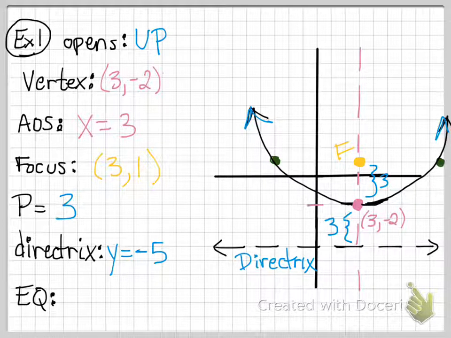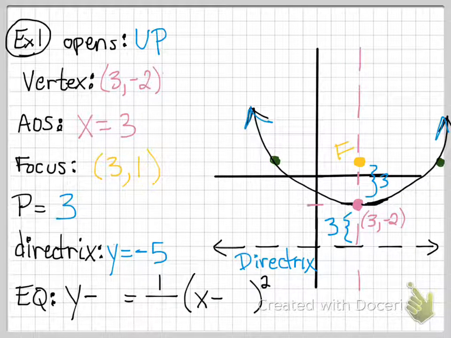So all I need to do is find my equation. Let's just write the template equation. I know I'm going to have y minus a number equals 1 over whatever 4p is, and then in parentheses x minus a number squared. So I start with plugging in my h and my k. h goes with the x, so the 3 goes inside with the x, and the positive becomes a negative. The k goes with the y, so -2 goes with the y, and a negative times a negative gives me a positive. So it becomes y plus 2.